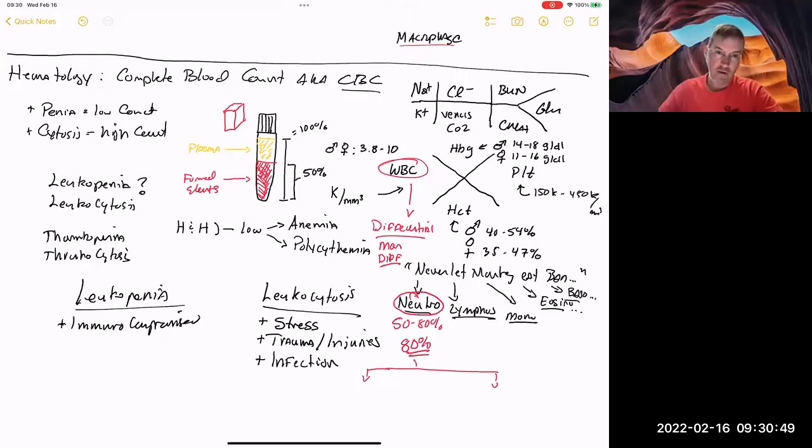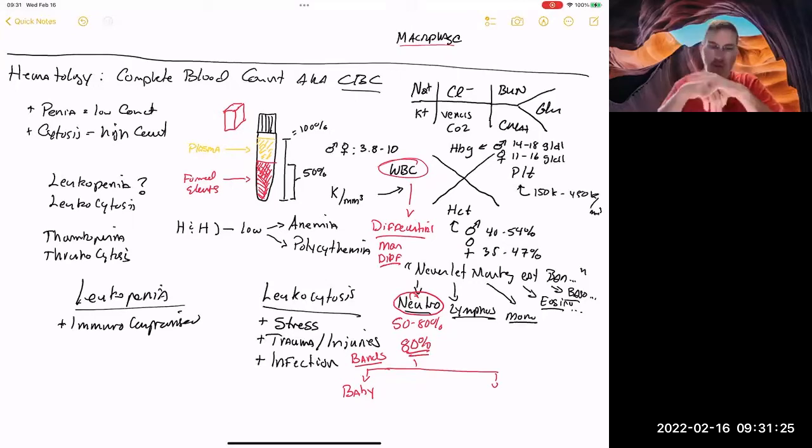And you essentially have two types. You have what are called banded neutrophils, often referred to as bands. Think of bands as babies. Banded neutrophils are babies. And it has to do with the way the nucleus is shaped.